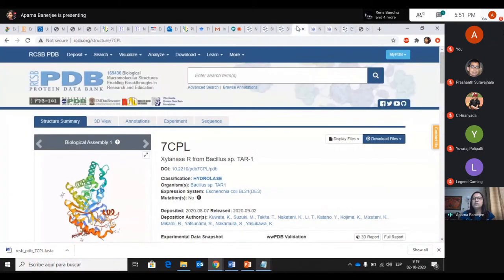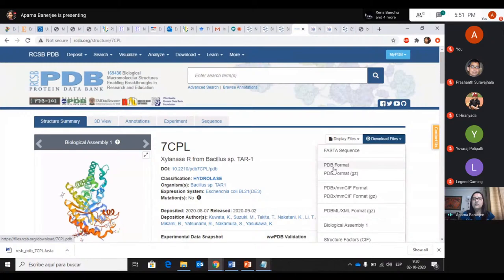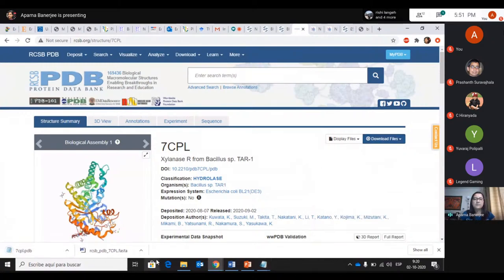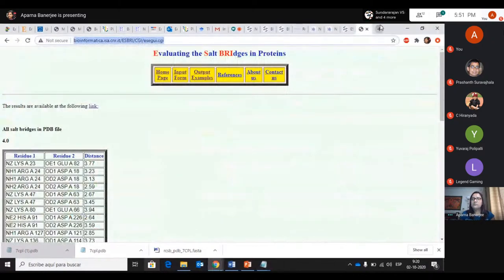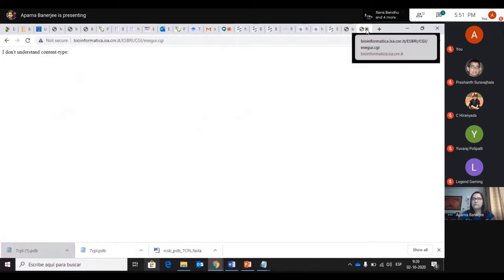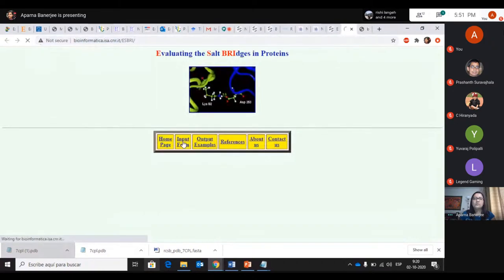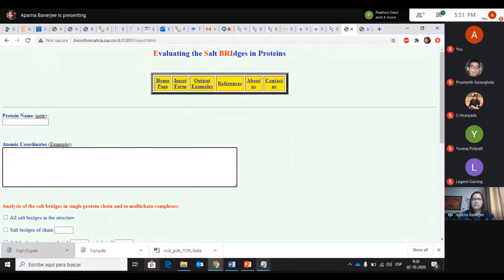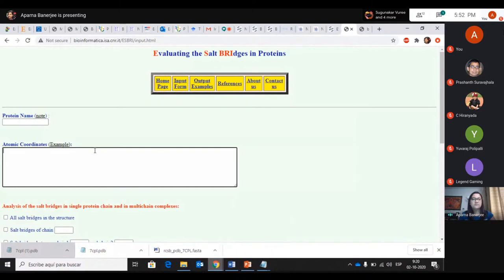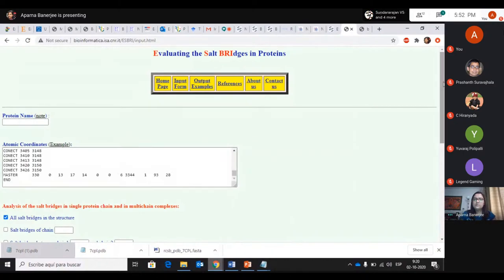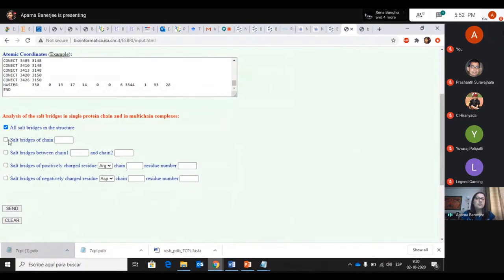So if we go to, for example, this one, and we download the file of xylanase, it will show a different protein structure. We can just play around with how the different protein structures look for different enzymes in their tertiary structure and secondary structure, and we can also select with arginine, with specific residues, and salt bridges of some chain. Sometimes one protein has two or three chains, and at that time we can see only some chains, not all the chains, separately between the chains.